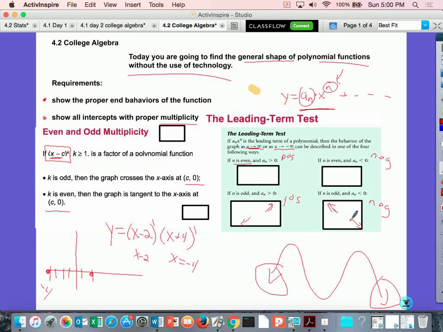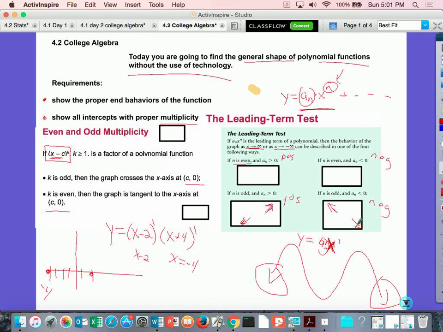Now the easiest odd function is a linear function. Another name for that linear function's leading coefficient is the slope. So if the slope is positive, doesn't it go like this? If that leading coefficient, a sub n, or m, if you want to look at it as m, is positive, it's going up to the right. Here it's going down to the right, if you have a slope that would be negative.